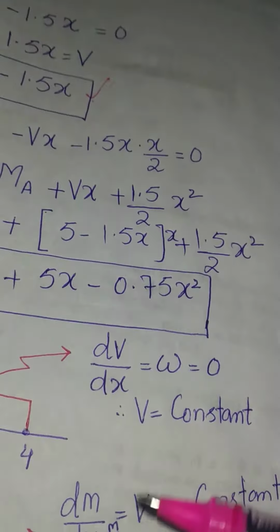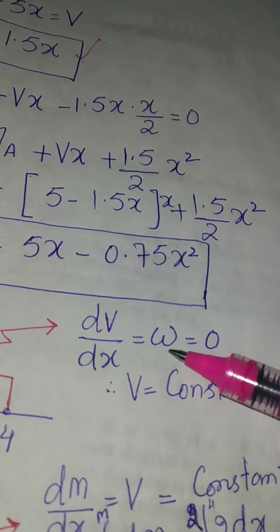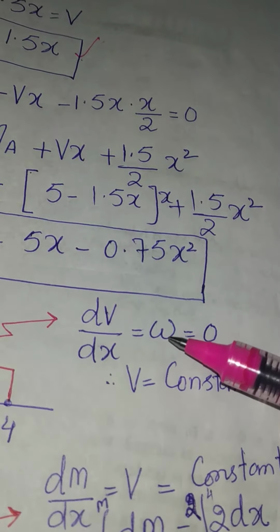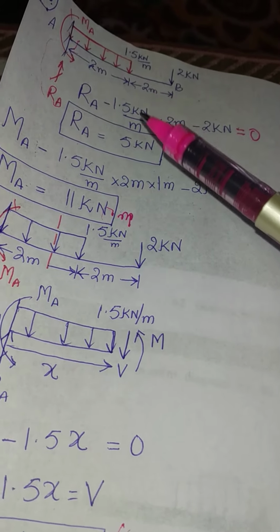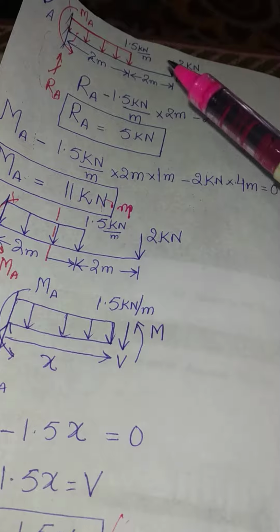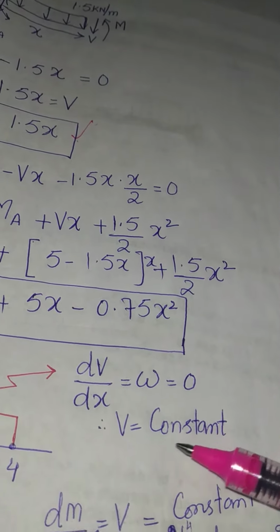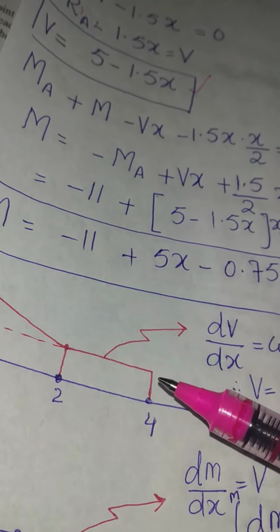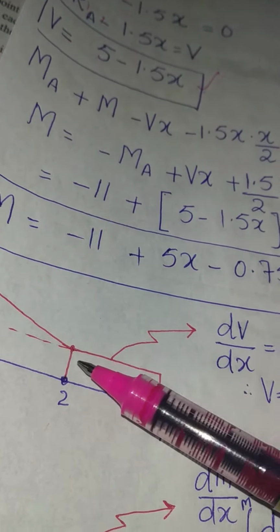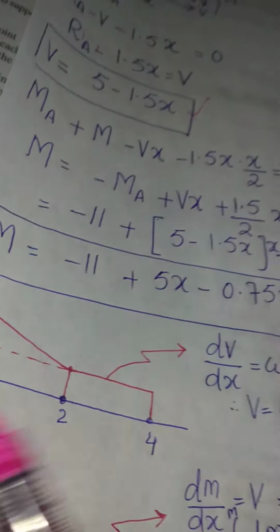What is very important is to understand this equation, dV by dx is equal to W, where W is the intensity of the distributed load. Now from x equal to 2 to x equal to 4, in this region there is no load acting on the beam. Therefore the value of W in this region is 0. When W is equal to 0, it means V is a constant. Its value is constant in the region. So whatever the value of V at x equal to 2, the same will be the value of V at x equal to 4. Therefore it becomes a straight line. Therefore this is the shear force diagram for this type of beam.